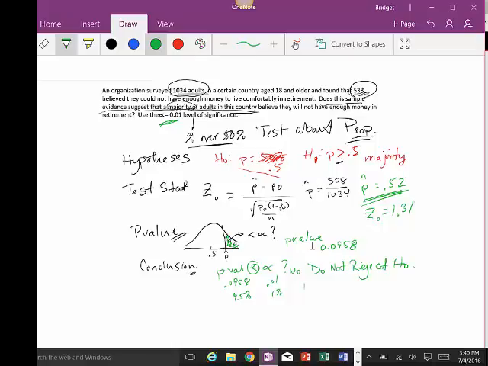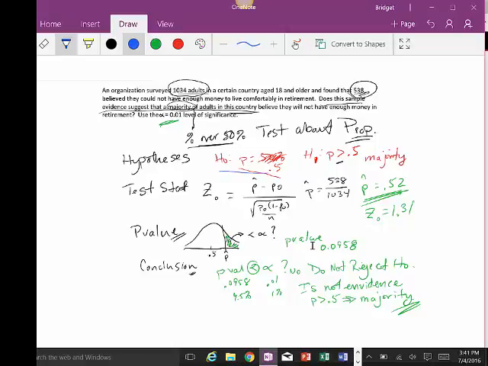And we say that there is not enough evidence to justify a conclusion with the alternative. There's not enough evidence that p is greater than 0.5, which means that there's not enough evidence that a majority exists because the p-value is too big. And so that's an example of using StatCrunch to find the components of a hypothesis test.